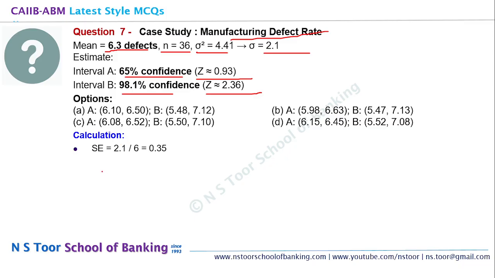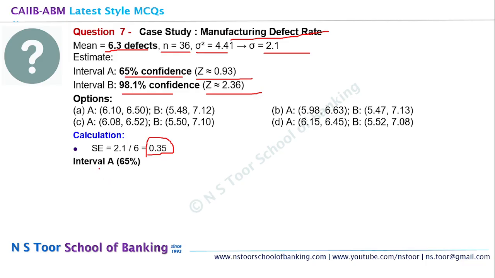So what is the standard error? Standard error is equal to the population deviation divided by the square root of n. That formula we have already studied in the previous slide. The population standard deviation is 2.1, divided by the square root of 36, that is 6. So 2.1 divided by 6 is equal to 0.35. So my standard error is 0.35.